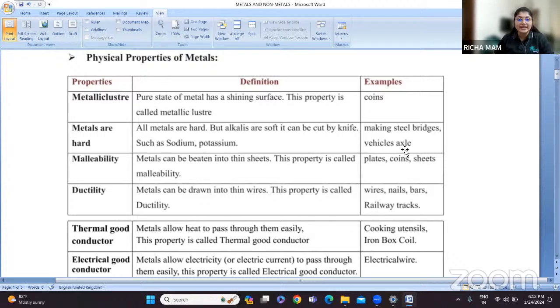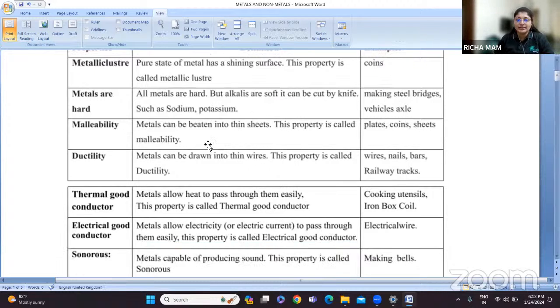Then the vehicle axles, the axles of the vehicles, are also very hard, so they are made up of metals. These are the properties. So we have seen two properties. Third is malleability. What do you mean by malleability?